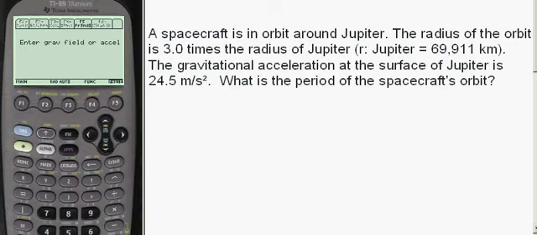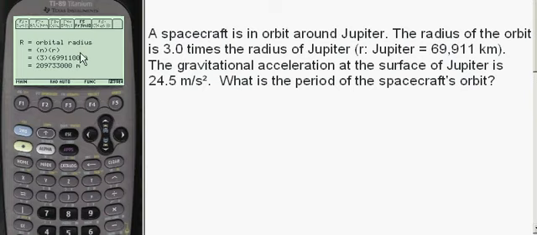Now we're going to enter the gravitational acceleration or field. I'm going to press alpha 2, 4.5. I have to go slow because of the simulator. And I show you what you've entered. And this all looks good to me. You can change it if you want. I say it's okay, and we do the calculations.